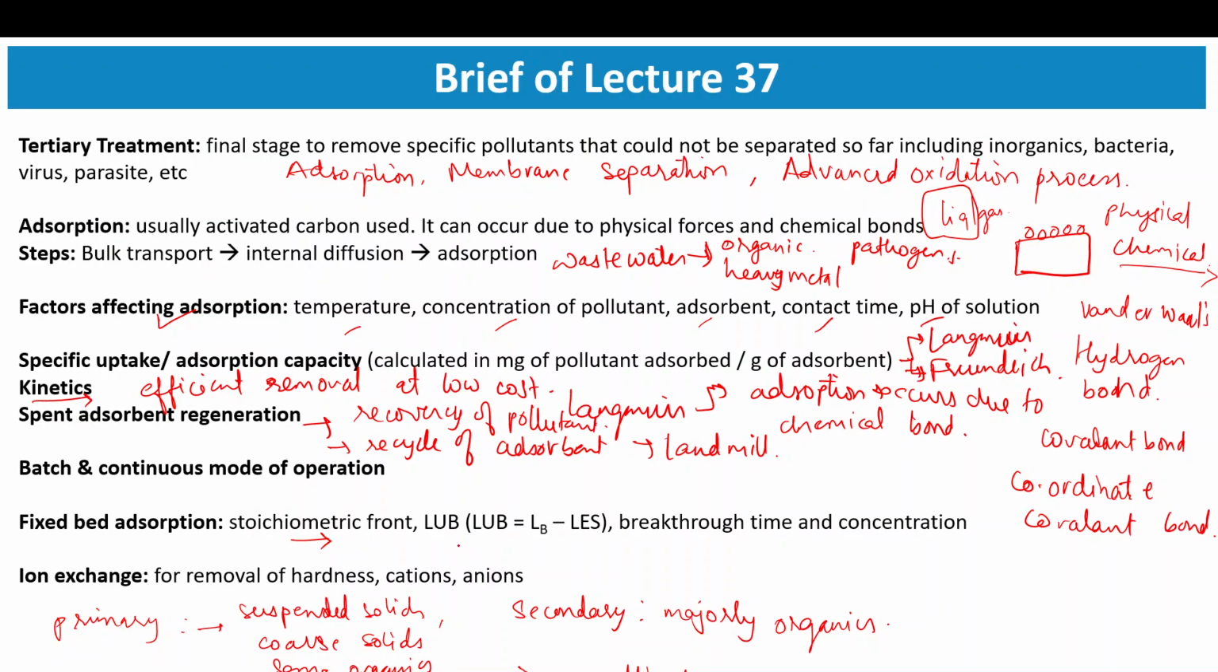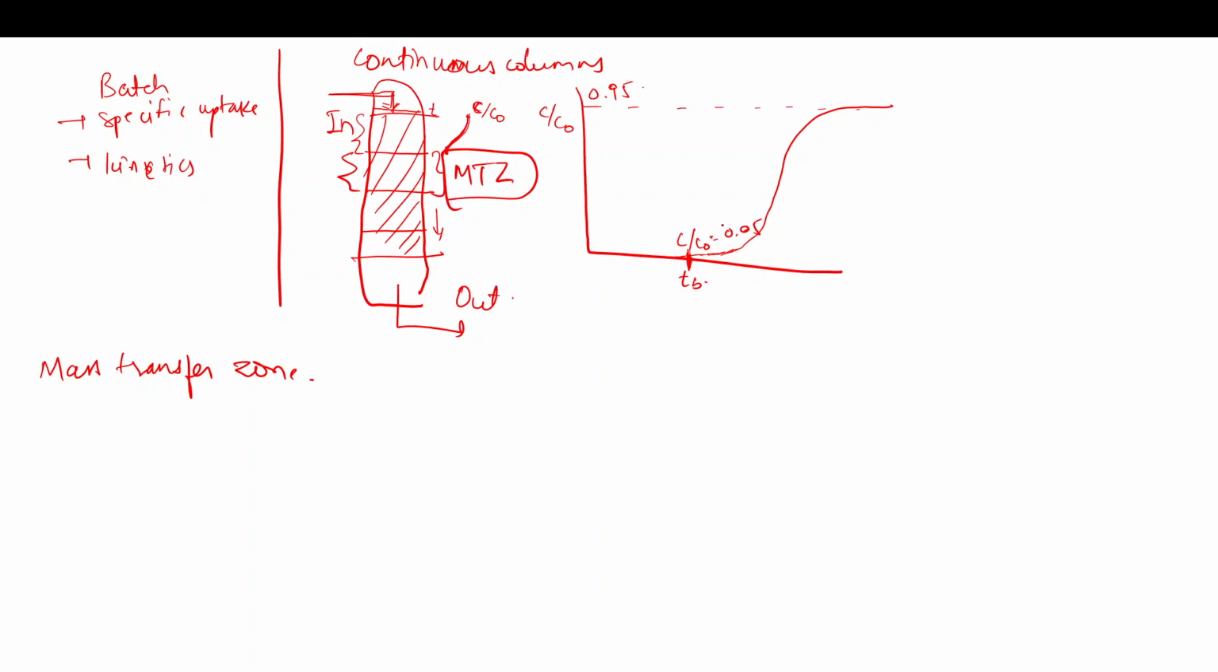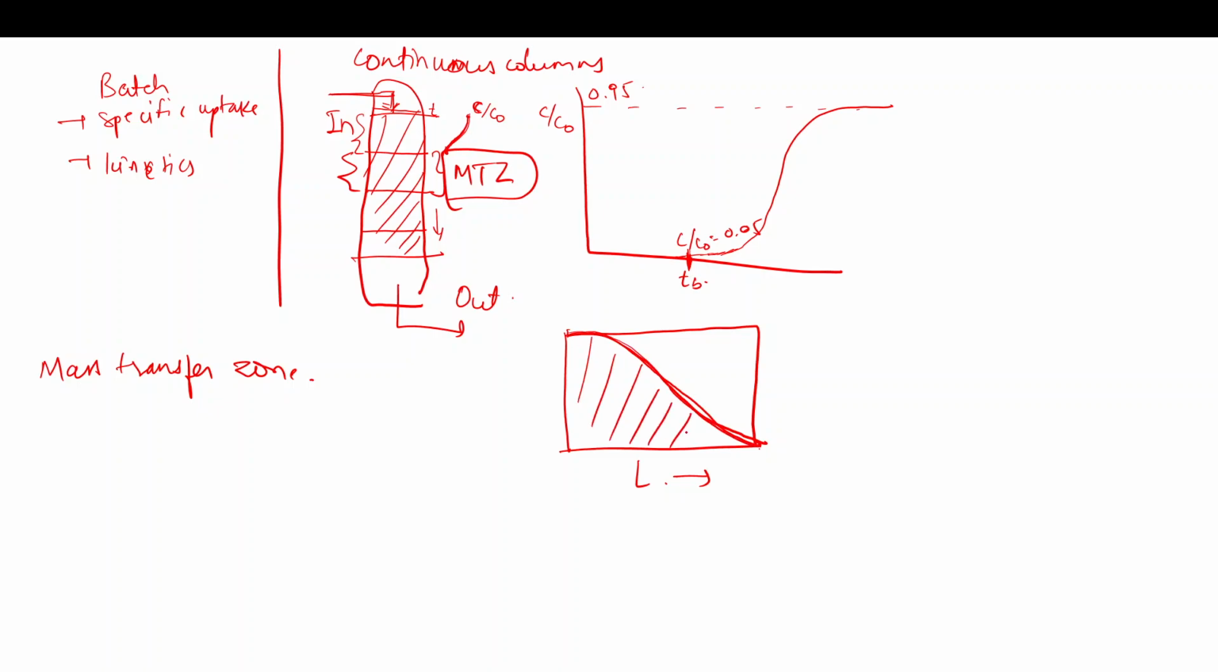Now, as I mentioned, after some point the pollutant will start appearing in the effluent, and there will be some zone where adsorption does not occur. So, as I mentioned, adsorption occurs or the concentration reduces in this manner. Okay, this is the length of the bed. So, as you go on increasing length, the concentration reduces in this manner. So you can say this is the utilized bed and this is the unutilized bed.